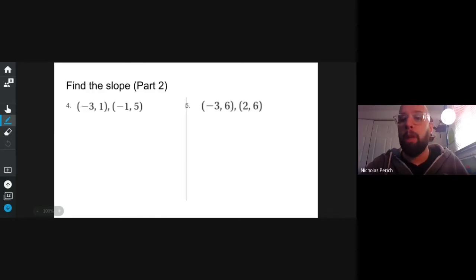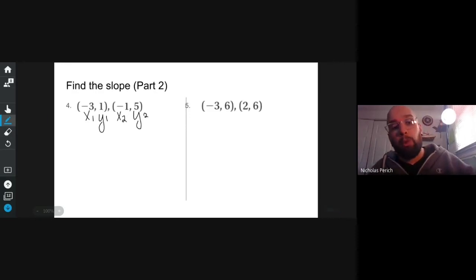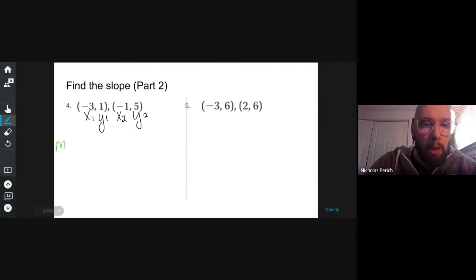Let's do more. All right. Step 1, label your points. X sub 1, y sub 1, x sub 2, y sub 2. Step 2, plug it into the formula. M equals y sub 2 minus y sub 1 over x sub 2 minus x sub 1.